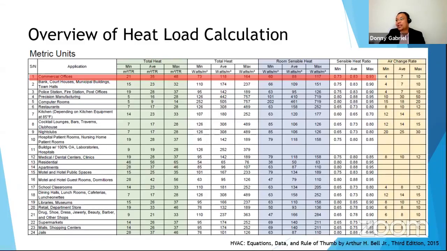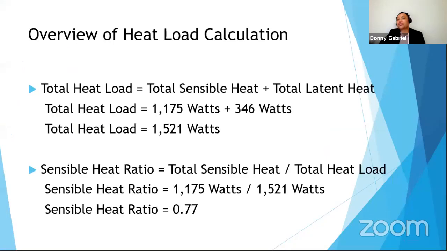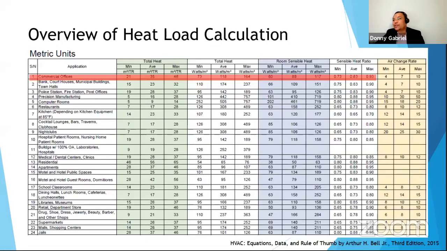So kanina sinabi natin, ang calculation natin is 0.77 at saka 1.5. Asan ba tayo? 0.77, ito yung sensible heat ratio. Nasa medyo mababa tayong side. Nasa low side tayo. But we're still within the range, 0.73 to 0.93.